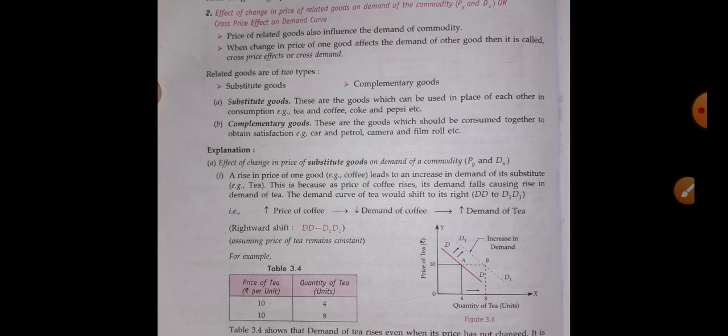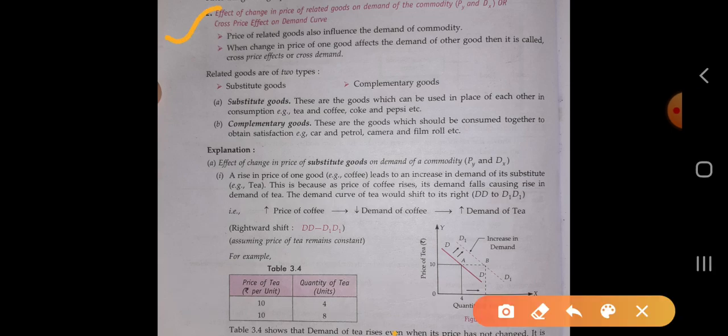In that condition we took other things remaining constant, and there is a negative relationship between the price and the quantity demanded. When the price of any commodity increases, the demand for that commodity will decrease, and vice versa. In today's class we are going to study the second factor which determines the individual demand function. Okay, now let's start.